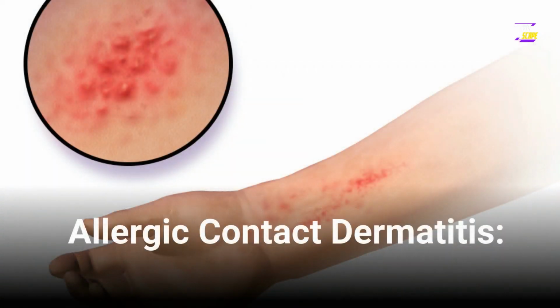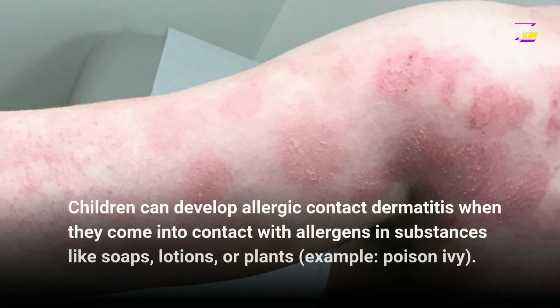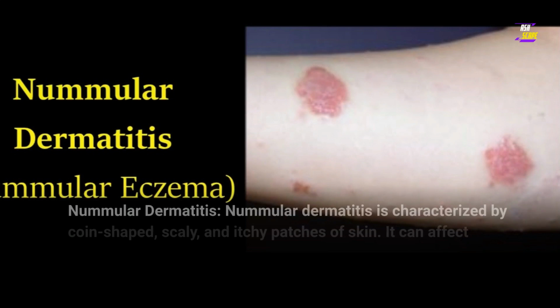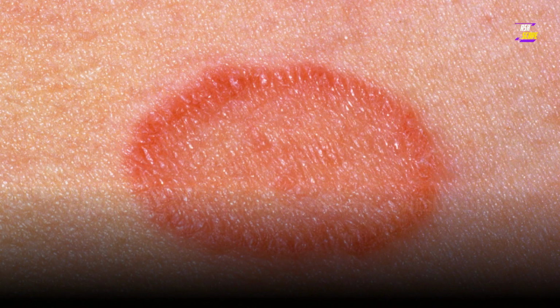Allergic contact dermatitis. Children can develop allergic contact dermatitis when they come into contact with allergens in substances like soaps, lotions, or plants, for example, poison ivy. Nummular dermatitis. Nummular dermatitis is characterized by coin-shaped, scaly, and itchy patches of skin. It can affect children and often occurs in the winter months.